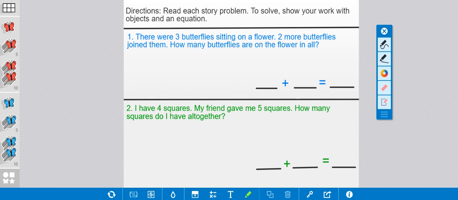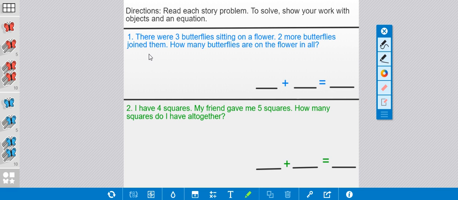So the directions say, read each story problem. To solve, show your work with objects and an equation. So if you look at the story problems, you can see the story problem here, and here is the equation that is set up for you. And in this equation, I see the plus sign was given to me and the equal sign was given to me. So I know that we are going to add some objects together. So let's get started. Let's read problem number 1.